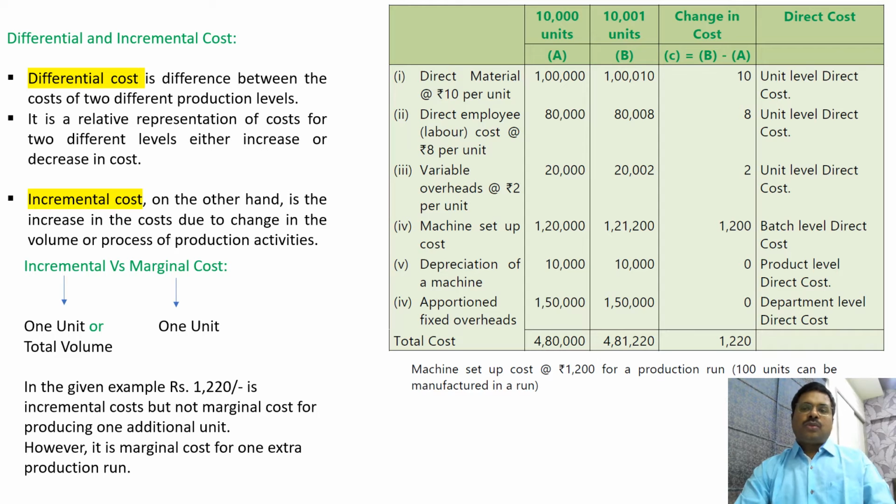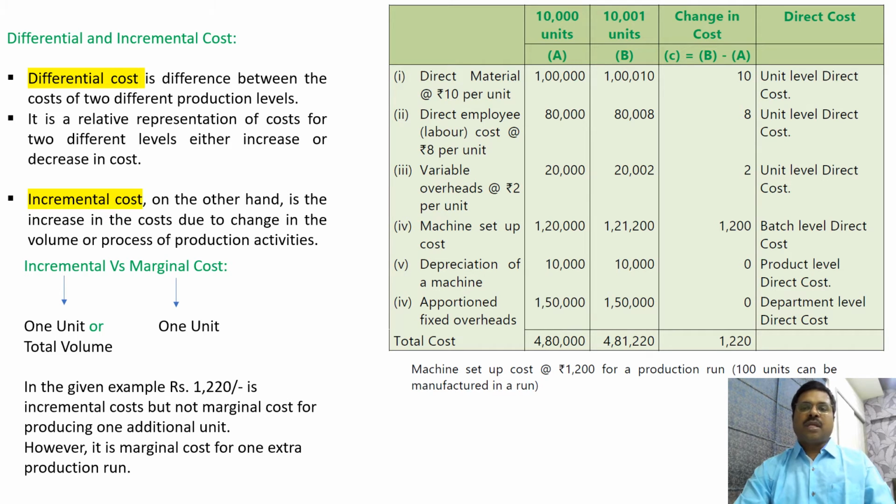Before we go into the example, let us understand what is differential cost and incremental cost. Differential cost means it is an increase or decrease in cost due to change in production quantity. It may increase, it may decrease depending upon the change in quantity. But in case of incremental cost, it is an increase in cost due to increase in production quantity, or a different process also.